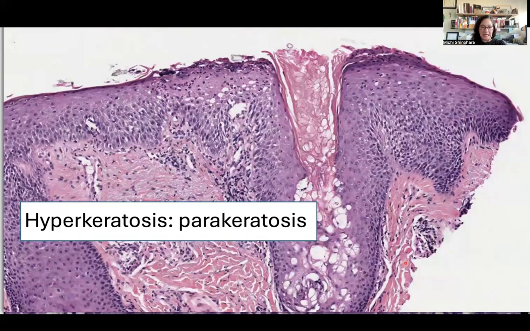Parakeratosis can be kind of continuous across the whole epidermis, as in that last example of psoriasis, or it can be focal. This is an example of mounded parakeratosis near the hair follicle. Shoulder parakeratosis, another term for that. This is seborrheic dermatitis.